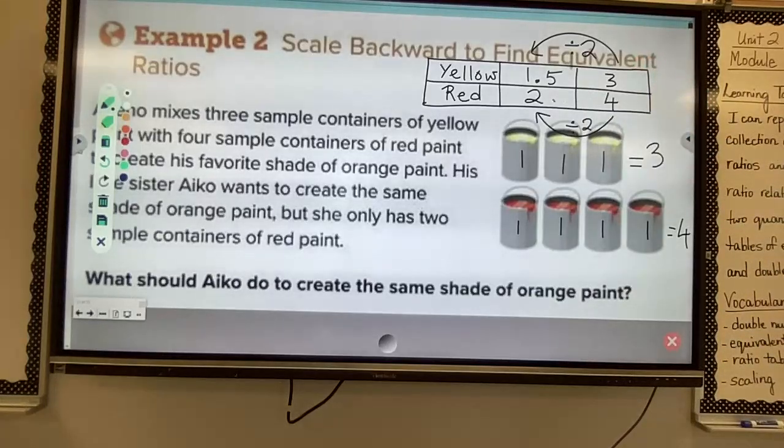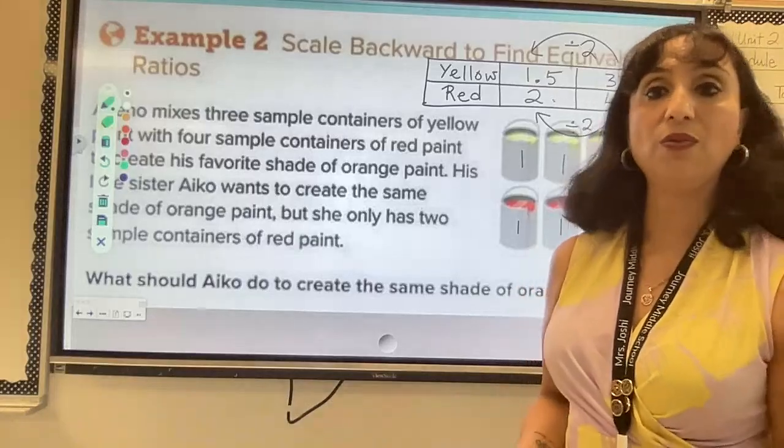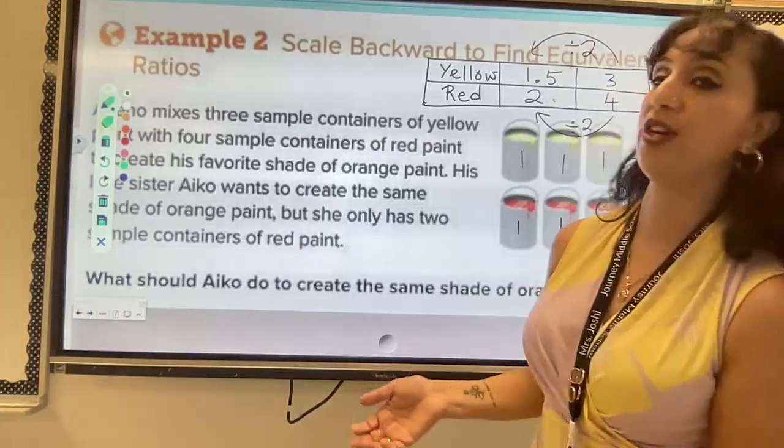And Echo should mix 1 and 5/10 containers of yellow paint with 2 containers of red paint to create the same shade of orange paint. But that's how you calculate your equivalent ratios.